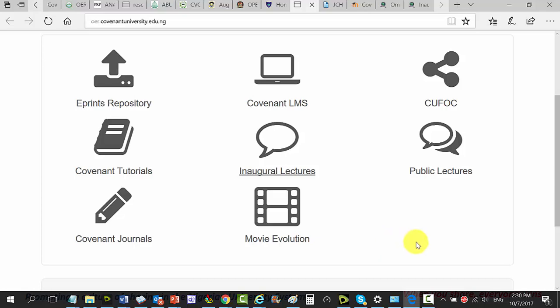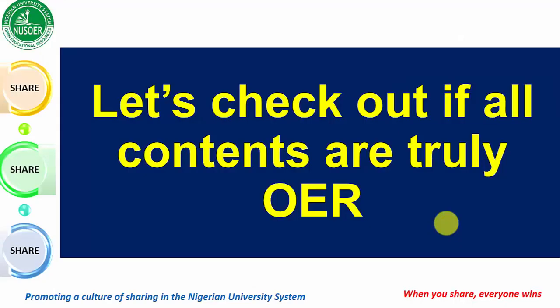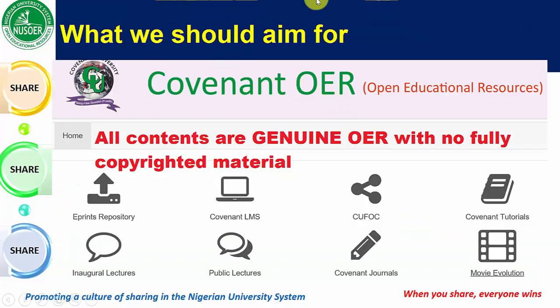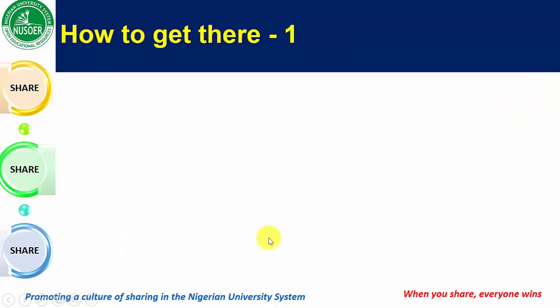There are several other universities that are along this line, but time does not permit me to give those other universities as examples. So I just picked this one out because it is moving in the direction that the Nigerian university system should move. So what should we be aiming for? What we should be aiming for is like what we have in Covenant, where all the contents are genuine OER with no fully copyrighted materials in there.